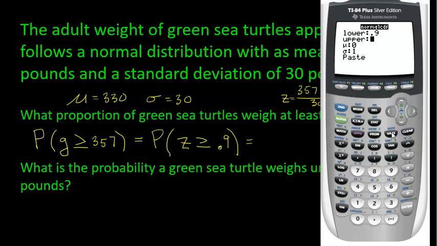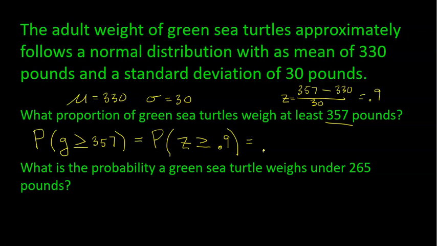And now I want to go infinitely high, right? I want to go all the way up. I want to look at all sea turtles greater than 357, greater than a z-score of 0.9. And to do that, I'm just going to do 99. We don't have an infinity button on our calculator, so we're just going to use 99 to act like infinity. It's a really, really high z-score, right? And all you got to do is hit paste and hit enter again to get the answer, and it's 0.1841. So that's how easy a problem like this could be.